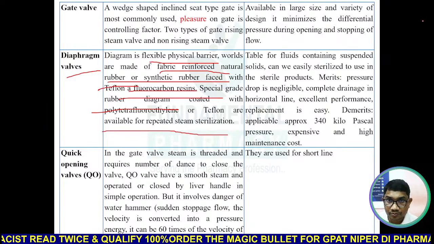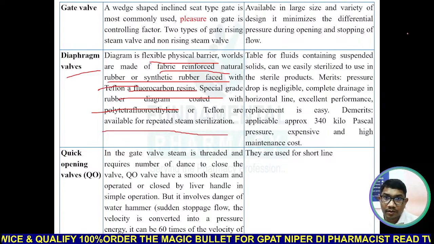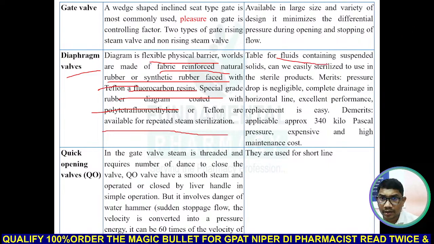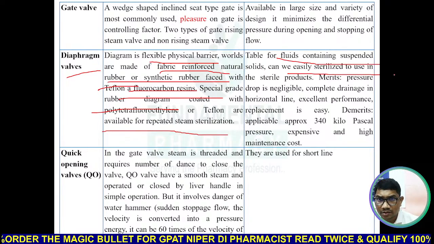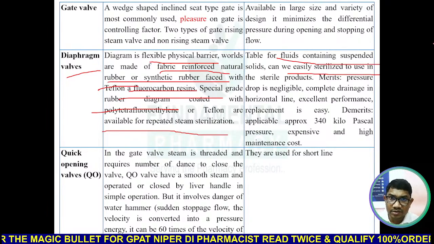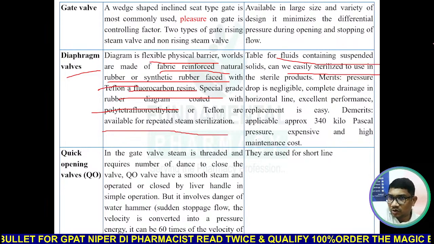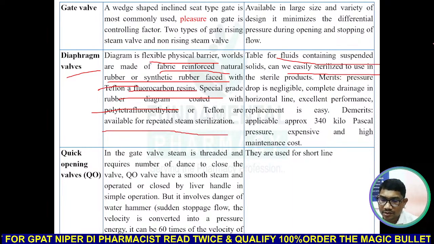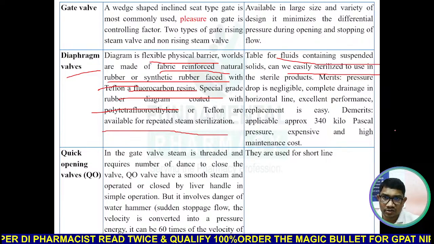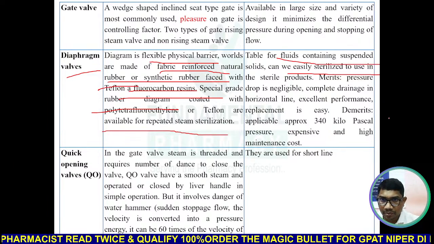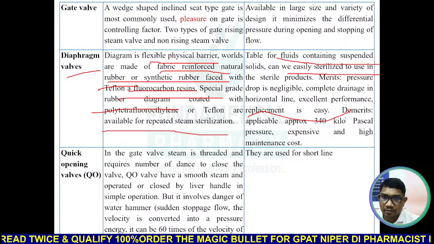So, suitable for fluid containing suspended solid. It can be easily sterilized. It can be used in sterile products because it is sterilized. इसका advantage का है pressure drop is negligible and complete drainage in the horizontal line. Has excellent performance. Can be replaced easily.